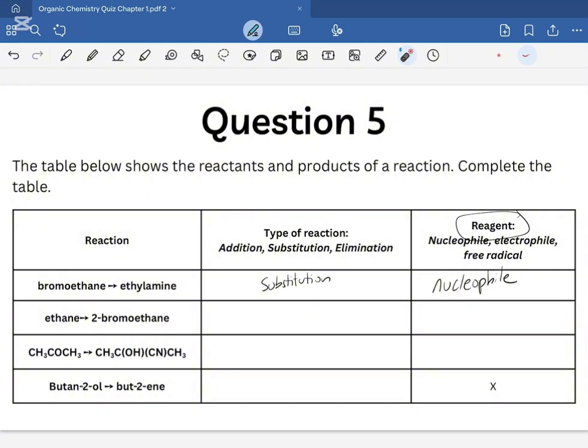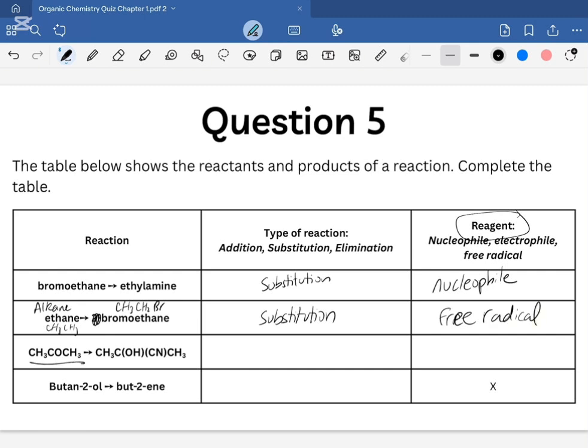Now for the other one, we have ethane, and we're going to bromoethane. So we're going from an alkane to a halogenoalkane where we have a bromine instead of a hydrogen. So we're going to have CH3CH2Br, and ethane is CH3CH3. So one hydrogen is going to be substituted for a bromine. So this is substitution. I need to be familiar that the alkanes undergo a free radical substitution.